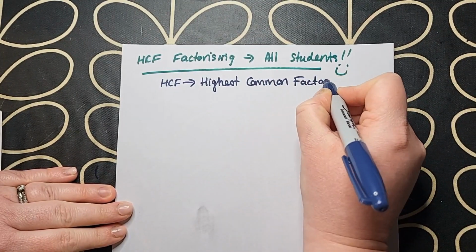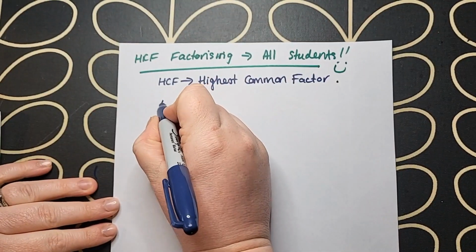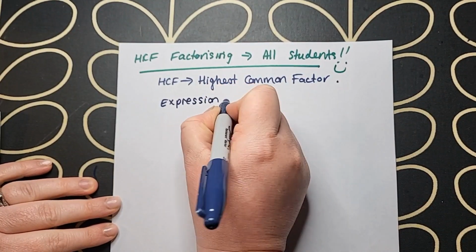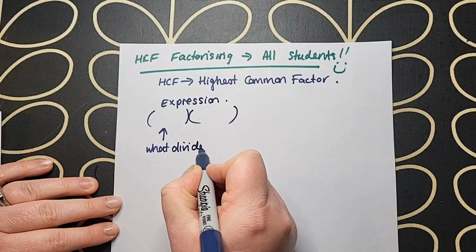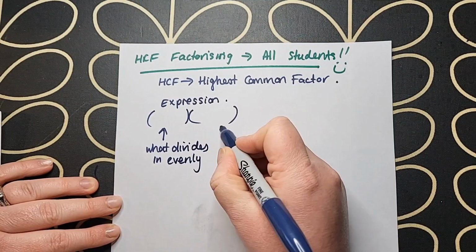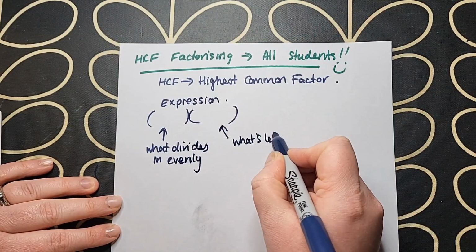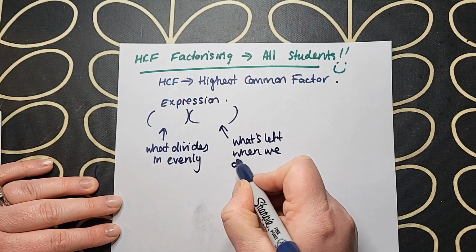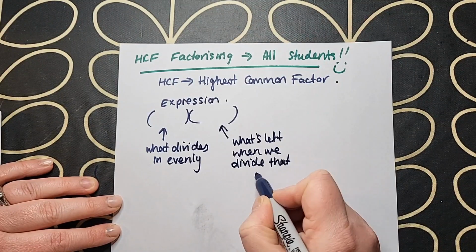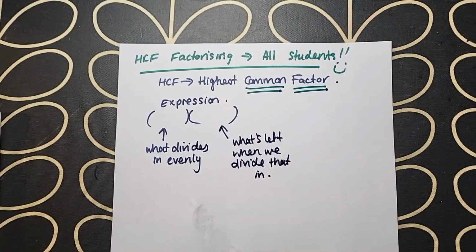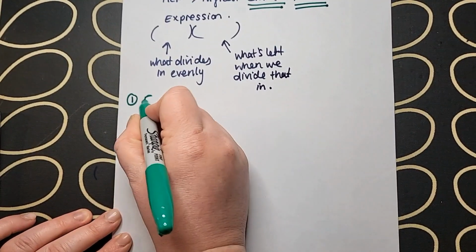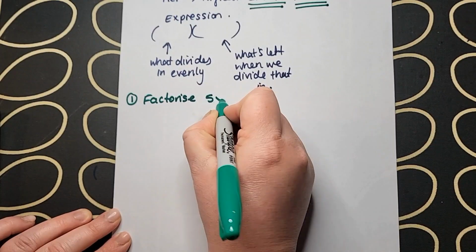This type of factorising is for absolutely every single student that is doing secondary school maths. So using this method on any expression, we open up two brackets because we're always getting a pair of factors when we factorise. The first bracket is going to be filled with what divides in evenly, and the second bracket is going to be filled with what's left after we divide that thing in. So you're always looking out for what is common to each part of your expression.